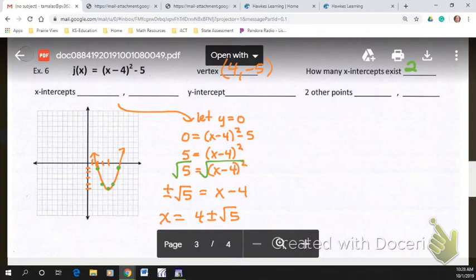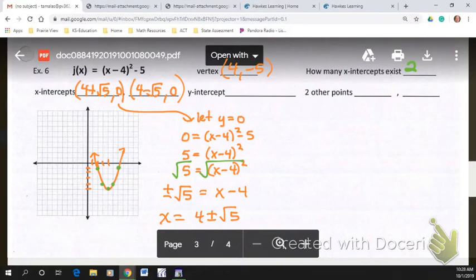Now, I don't know what 4 plus the square root of 5 and 4 minus the square root of 5 are, but that would give me the decimals if I needed the decimals. I think they're going to ask you for exact, and so if you're going to do exact, you're going to write 4 plus the square root of 5, comma 0, and 4 minus the square root of 5, comma 0. Okay, if they wanted decimals rounded to 2 places, you'd have to type that in the calculator and give it. Okay, does that make sense?